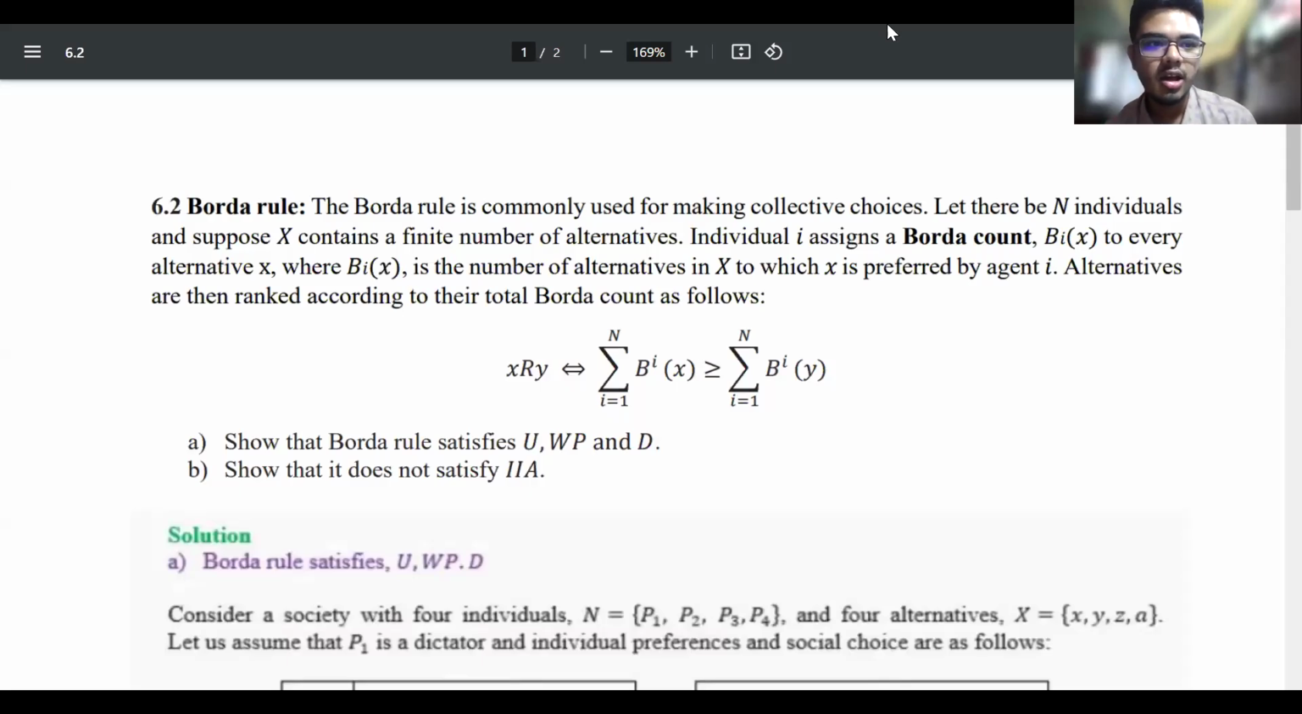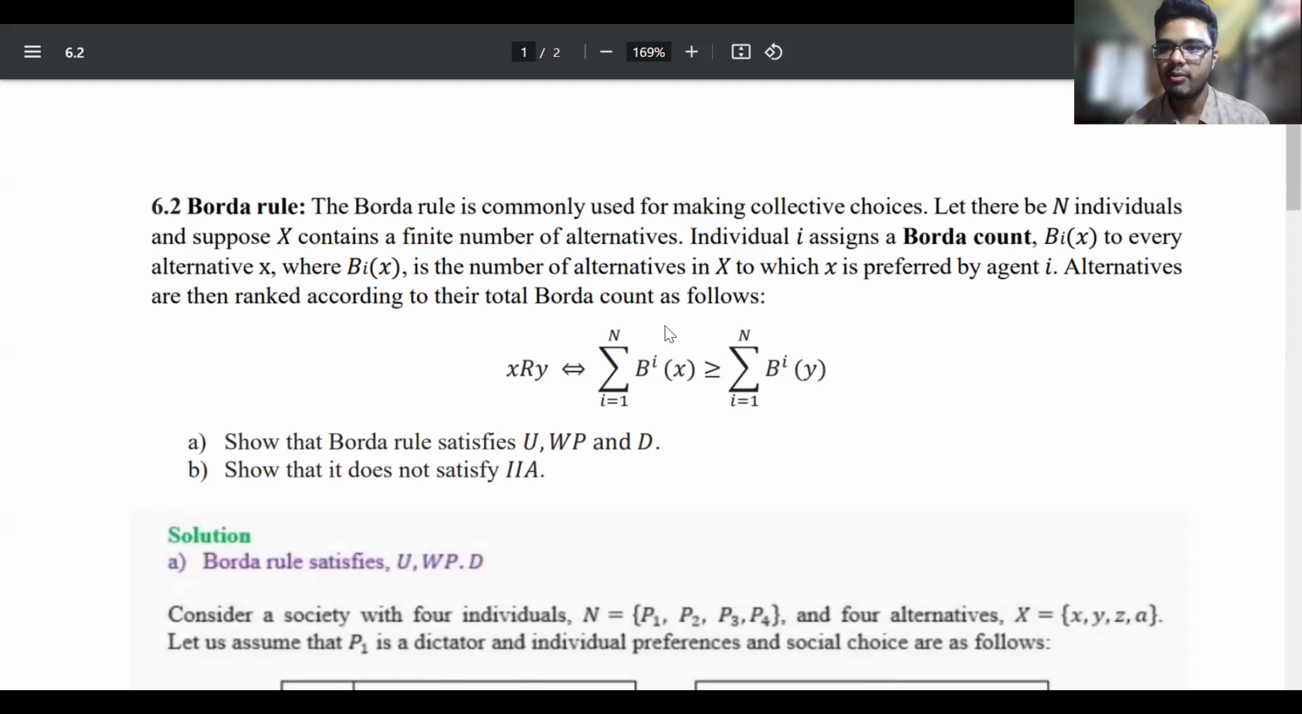Hello everyone. Today we will discuss problem 6.2. It's about the Borda rule. The Borda rule is commonly used for making collective choices. Let there be n individuals, and suppose X contains a finite number of alternatives.